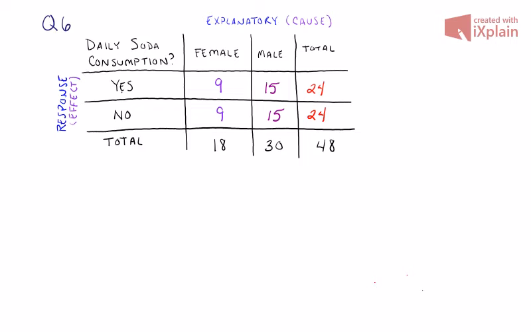And we do want to make sure that all the numbers line up with the totals that I have noted in black. So if we add 9 and 9, we do get 18. If we add 15 and 15, we do get 30. And 24 plus 24 does give me 48. So let me spend a little bit more time to talk about this idea of equally likely.